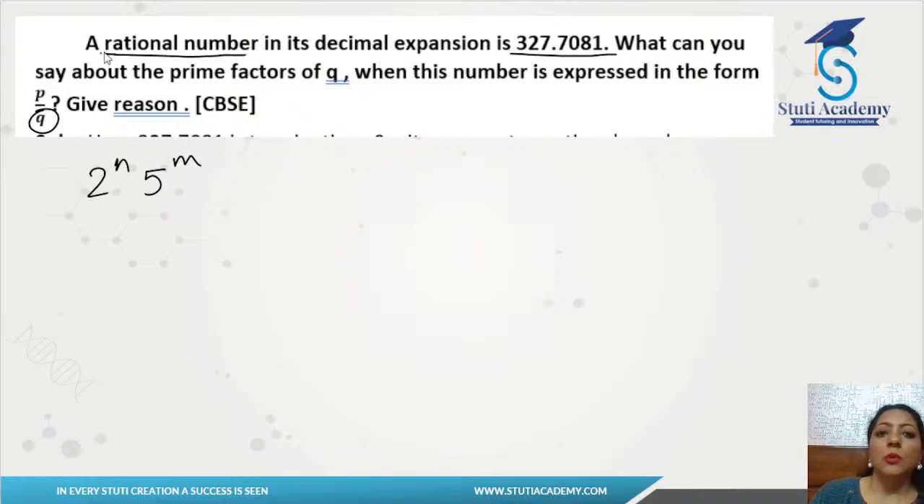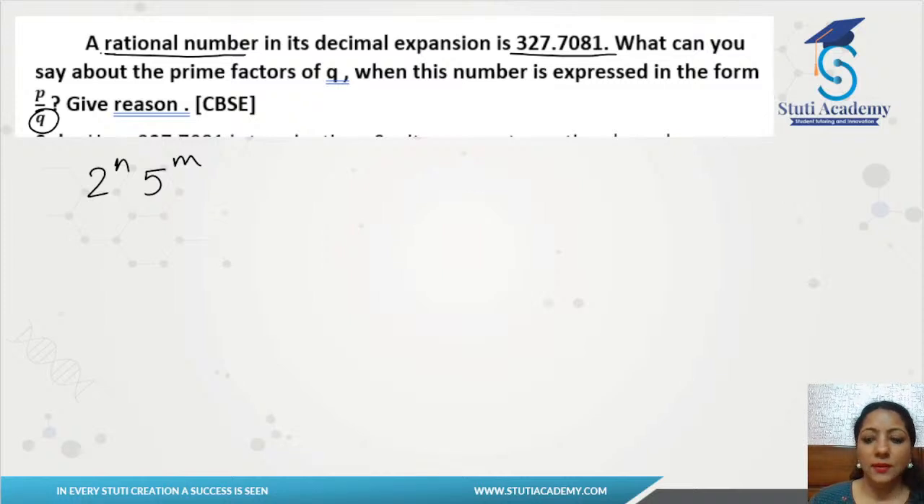I'm repeating this. We have a rational number. The decimal expansion of the same is given to us, and we can see that it has a terminating decimal expansion. Now they're asking us, what can you say about the prime factors of q when this number is expressed in the form of p upon q? As we know that it has a terminating decimal expansion, we can say that the prime factorization of q is of the form 2 raised to n, 5 raised to m, where n and m are non-negative integers. This means that the prime factors of q are 2 or 5 or both and nothing else except that.